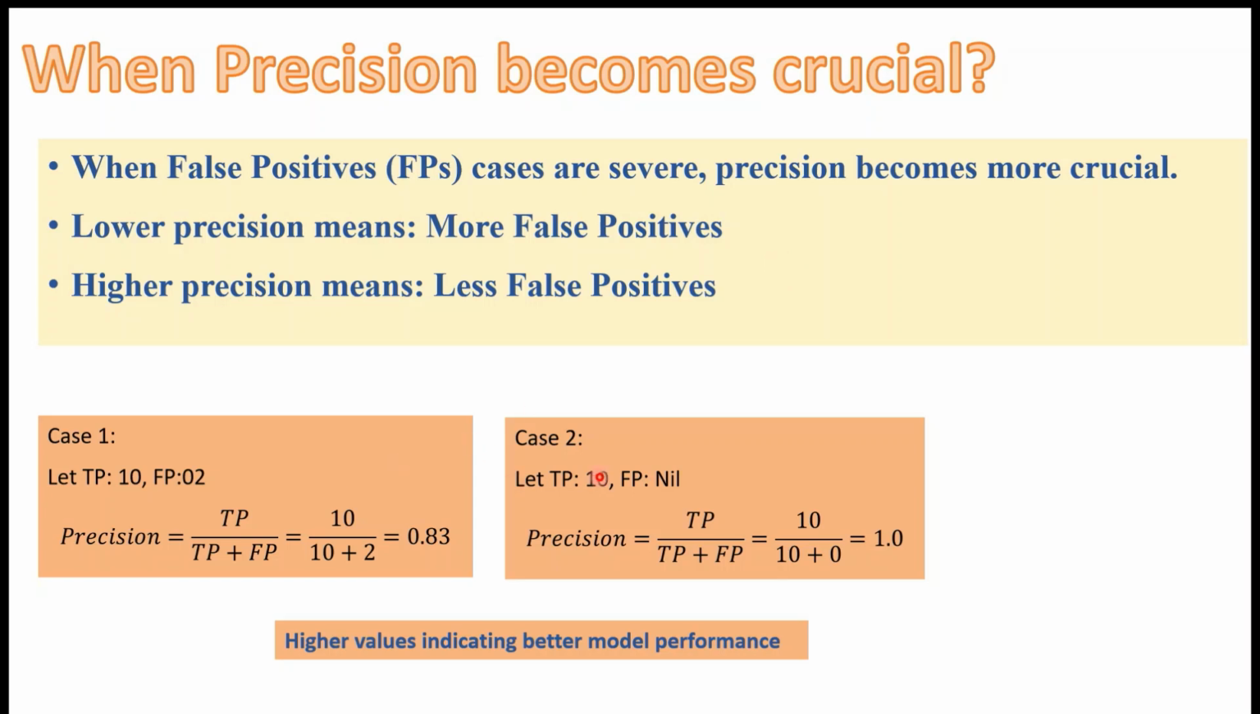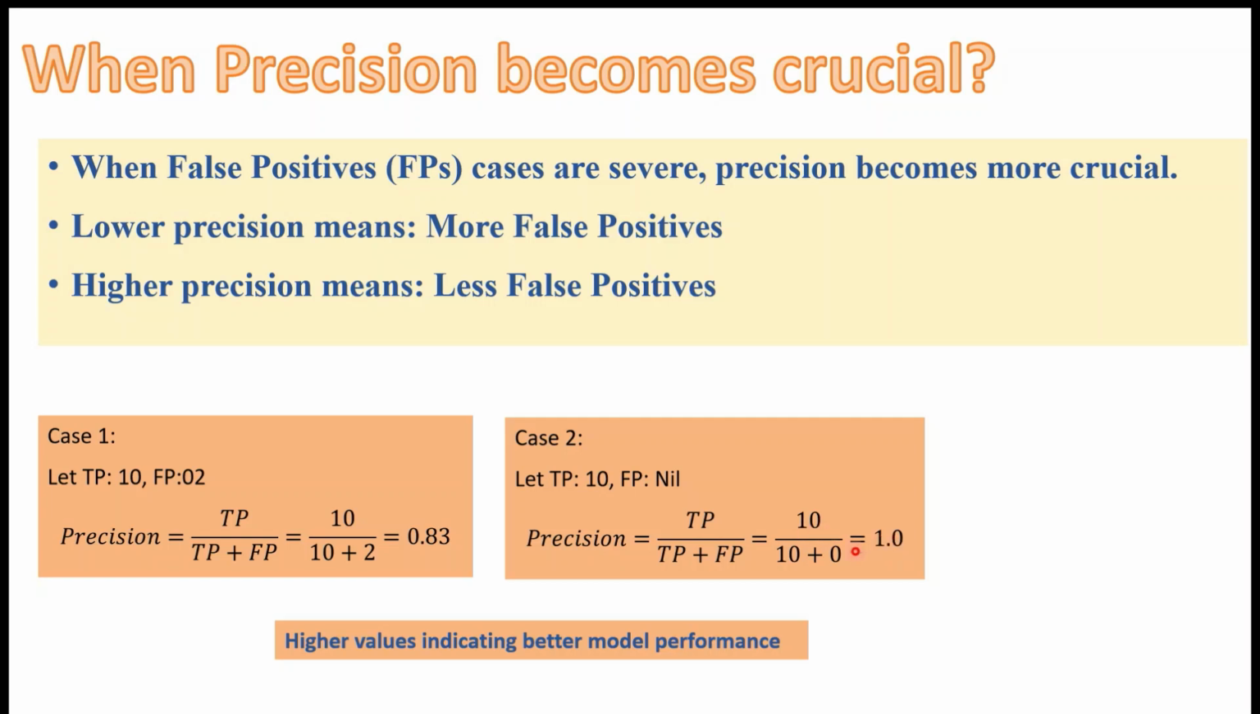So let us take two different cases to understand how this mathematical equation for precision works. In the first case, I will assume that the number of true positive cases is 10 and false positive cases is 2, and I will use the mathematical definition which we saw earlier. So we get 10 by 10 plus 2, and that's equal to 0.83 or 83%. Now what happens when the number of false positive cases is 0 or nil? When you use the same mathematical definition, we get precision as 1.0, which is 100%.